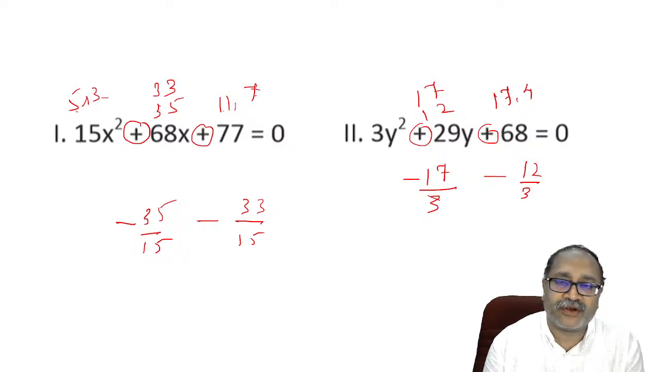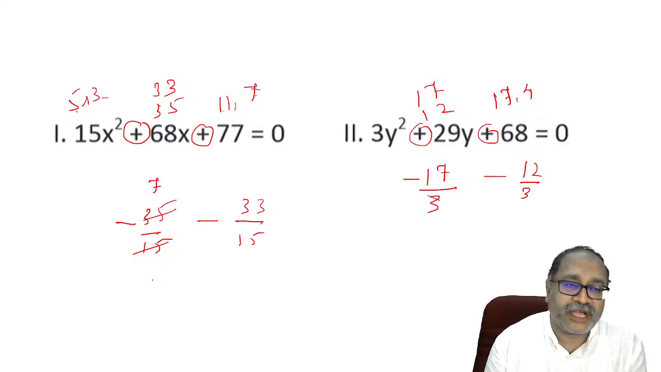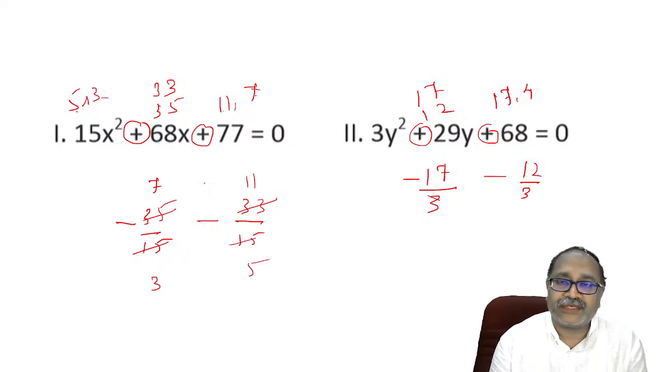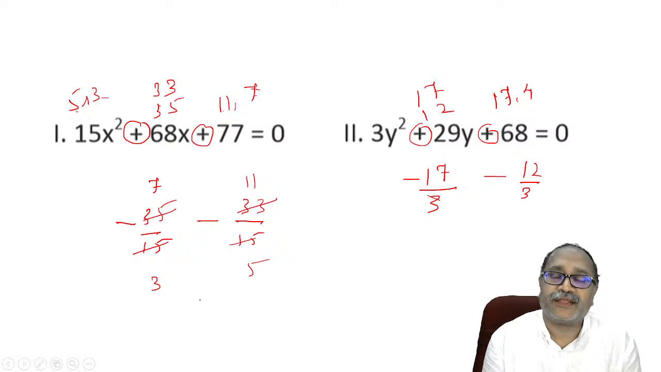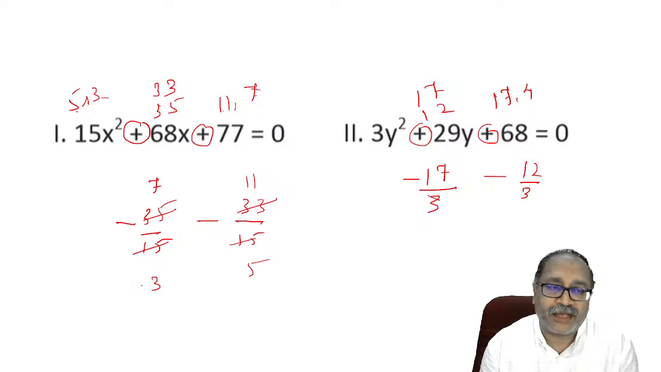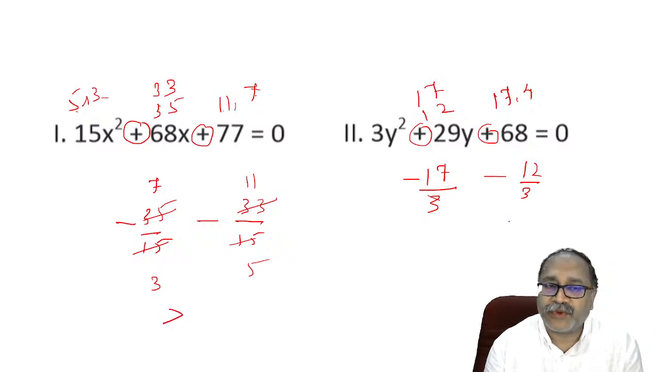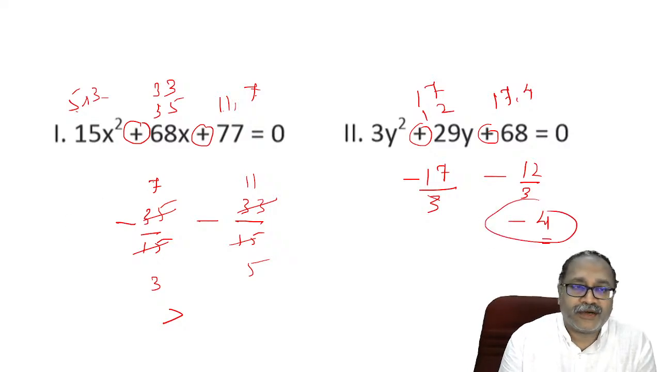I will reduce this in order to reduce the volume of the calculation. So I will write this as 7 by 3, and I will write this as 11 by 5. Now you compare this. All the numbers are negative, so the smaller in numerical value will be greater. So 7 3s are 21 and 17 3s are 51. So I can see it's greater when compared to this, which is minus 4. This value is minus 4 and this is less than minus 4. So numerically this is greater.